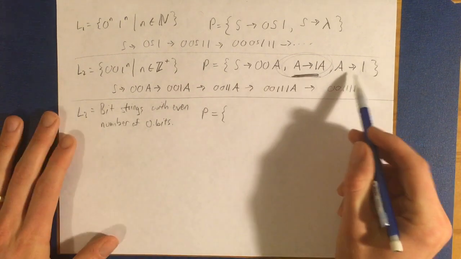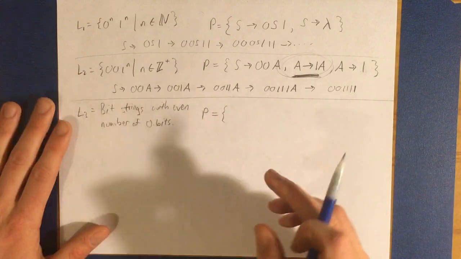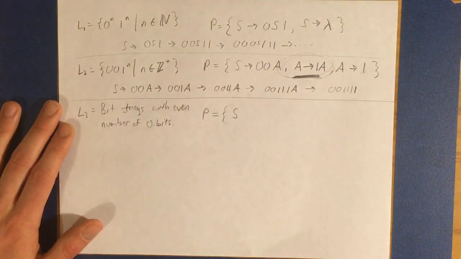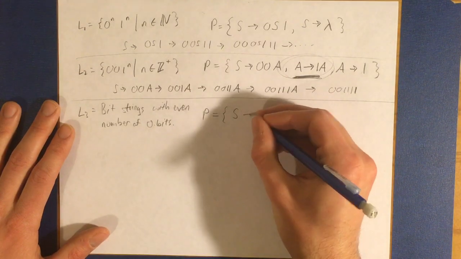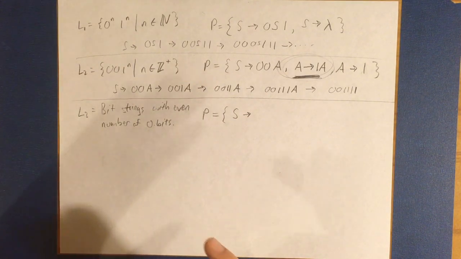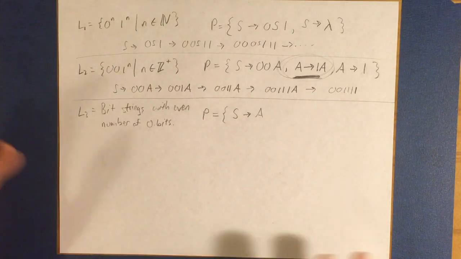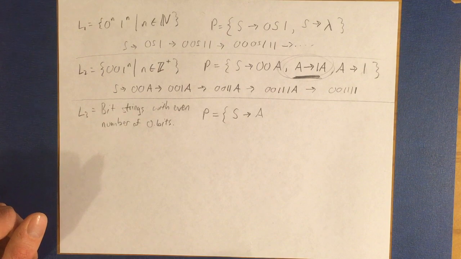And then I'm going to use an A replaced by lambda to finish that off, so that it could be no ones at all. But the way I'm going to begin my production here with S is I'm going to say it could be that S is just a string of ones. So S, replace S by A, that's one possibility.